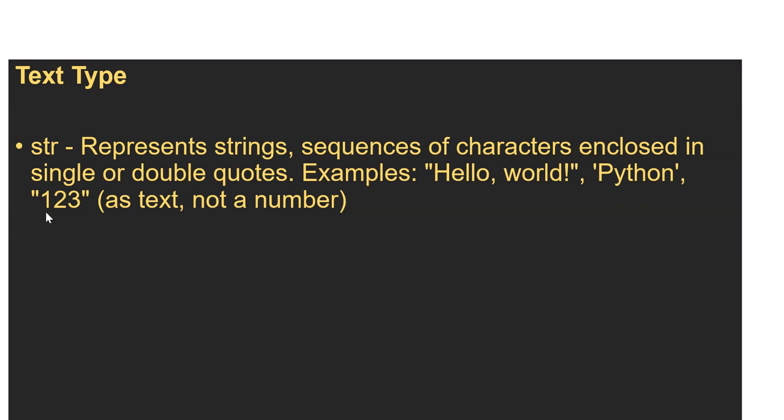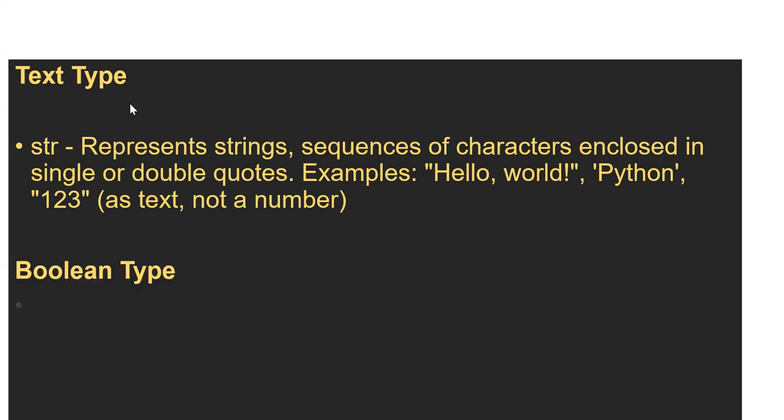If you see these digits enclosed in single or double quotes, it is not regarded as a number. It is regarded as a string. So this 1, 2, 3 enclosed in double quotes is regarded as text, a sequence of characters, rather than a number. Good. So that is the second data type that we have in Python, the text type.